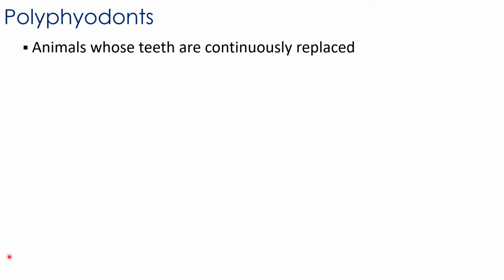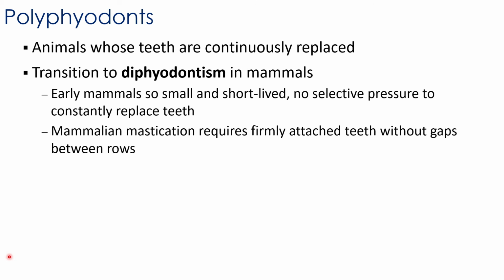Most mammals, however, are referred to as diphyodonts, or animals with only 2 sets of teeth. So why do most mammals only have 2 sets of teeth? Why aren't they continually replaced?